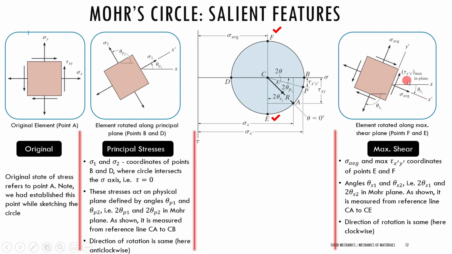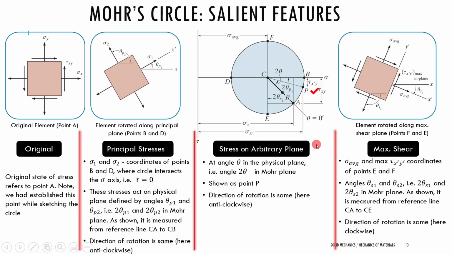So tau x prime y prime, maximum in-plane shear. And remember, at these points the value of the shear stress is the sigma average that you see. So sigma average and the maximum coordinates are your E and F that you see over here, and the direction of rotation is the same. Here it is clockwise. In different problems it will be different. We'll look at some problem examples, then you will see.